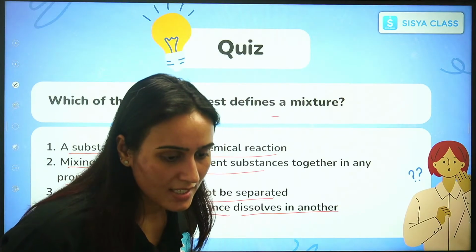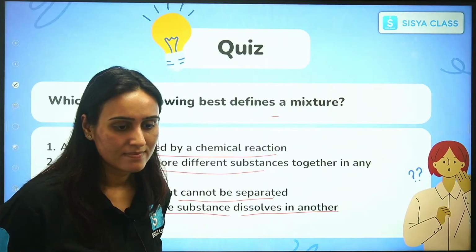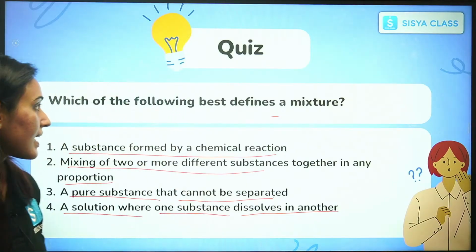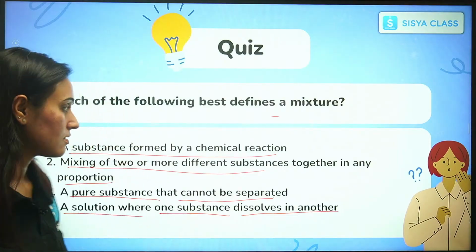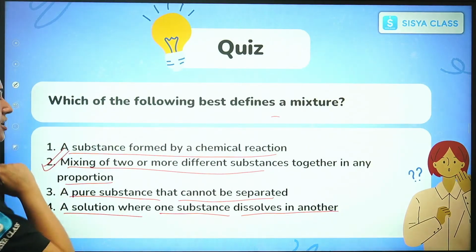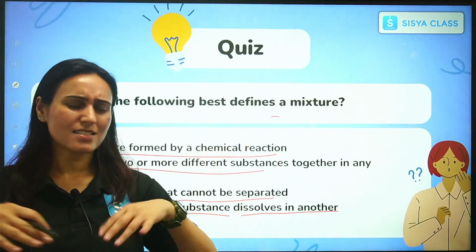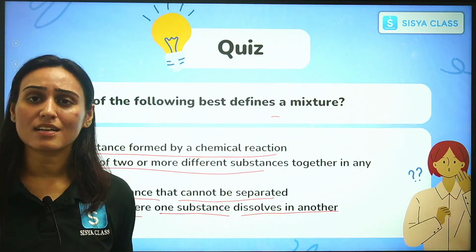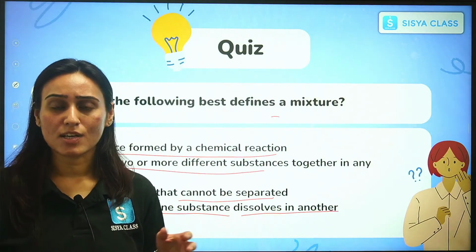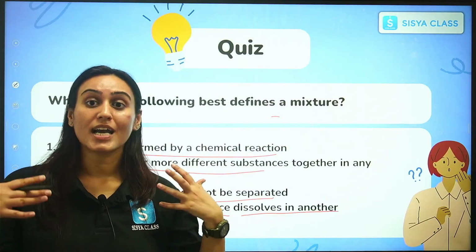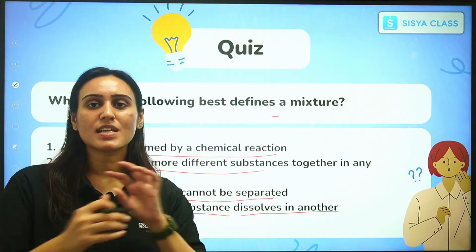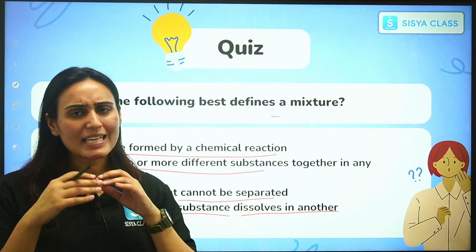Yes, everyone. Can you all try? What would be the correct answer? Which of the following best defines a mixture? Option B, right? You have just now learnt about it. If you mix different substances together in any proportion, there is no definite ratio you have to follow. You are making a mixture. You are not forming a compound. You are not talking about a pure element. You are not talking about a chemical reaction here. You are just physically mixing different components together in any proportion.